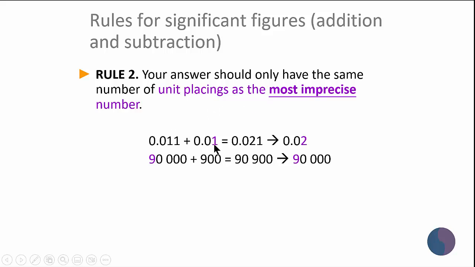And so you can only have the same number of unit placings as your worst one. So this one, it's hundredths, not thousandths. So we can't give a final answer to thousandths. We have to make it hundredths and round off. And with this one here, our worst value can only measure to the nearest 10,000. So we have to round off to the 10,000.